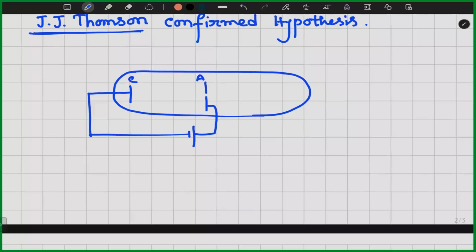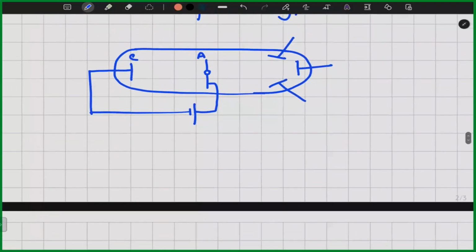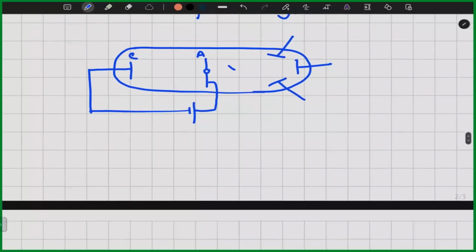So now, on applying a voltage, what happens? Here is a window hole, and these are the detectors. He placed these detectors. Also, a magnetic field and an electric field were imposed. Magnetic field B is given perpendicular to the plane, and the electric field is in this direction.